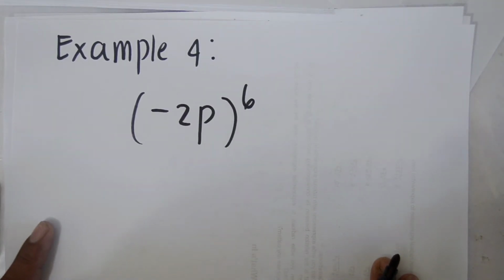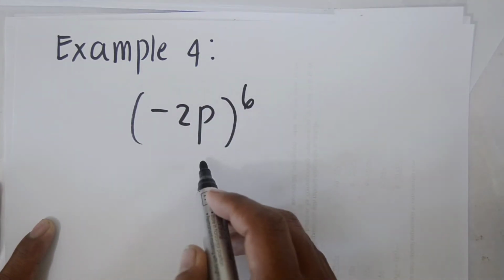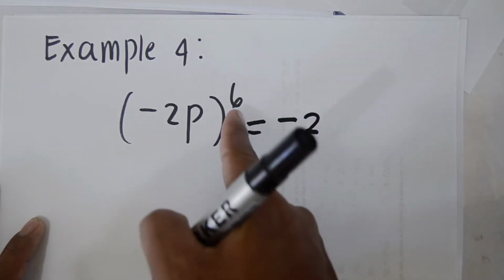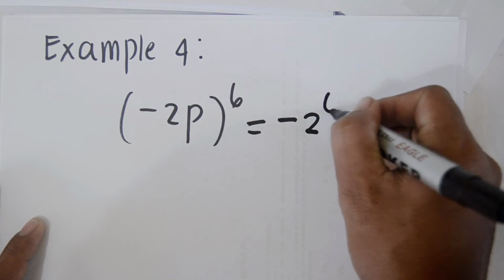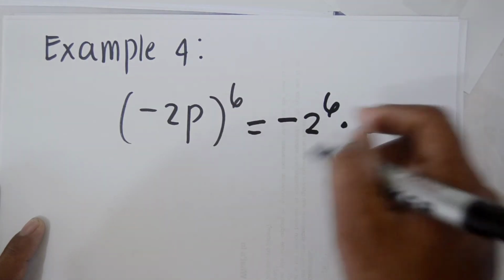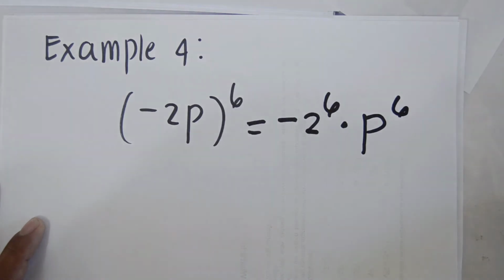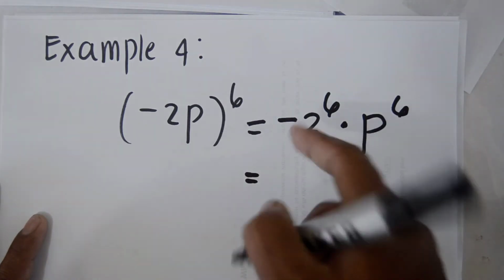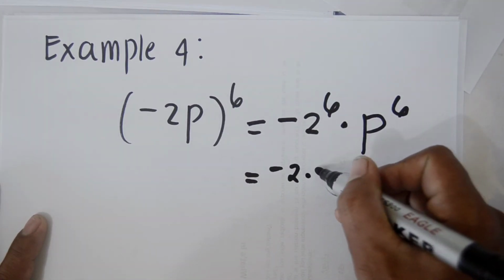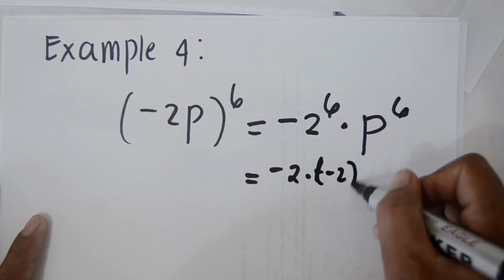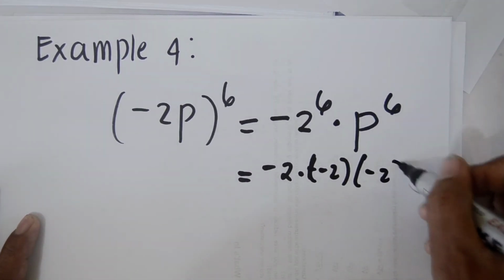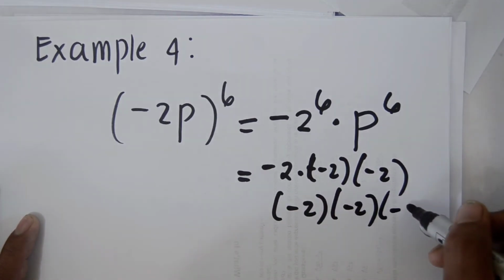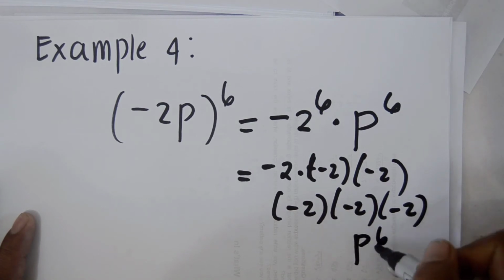Okay, example number 4. The quantity of negative 2p raised to the power of 6. So copy negative 2, distribute 6. 6 times 1, that is equal to 6. Times p. 6 times 1, that is equal to 6. Then negative 2 to the power of 6 is equal to negative 2 times negative 2 times negative 2 times negative 2 times negative 2 times negative 2, times p to the power of 6.